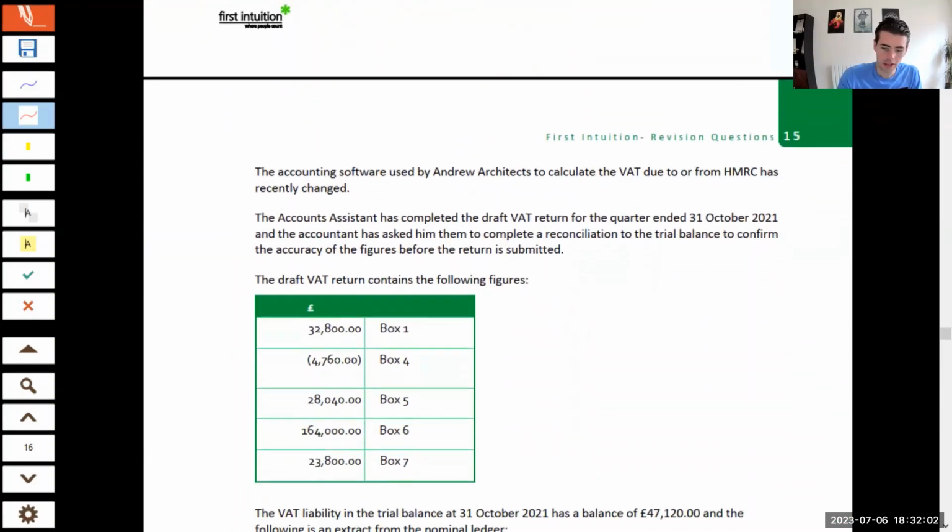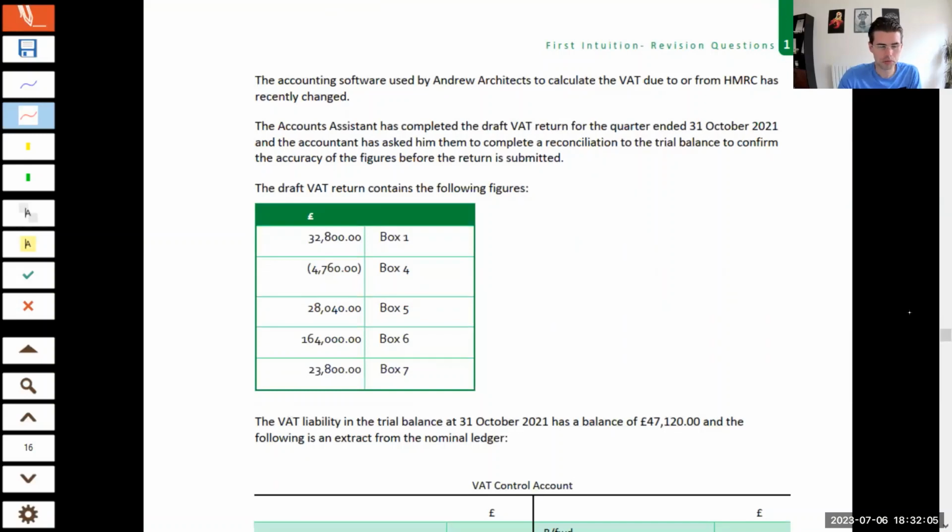Now, we've got a little bit here, and this is truthfully, I think, probably the hardest part of this exam, in my honest opinion. So let's see how we do. The accounting software used by Andrew Architects to calculate the VAT due to or from HMRC has recently changed. The accounts assistant has completed the draft VAT return for the quarter ended October 21. The accountant has asked him to complete a reconciliation to the trial balance to confirm the accuracy of the figures before the return is submitted.